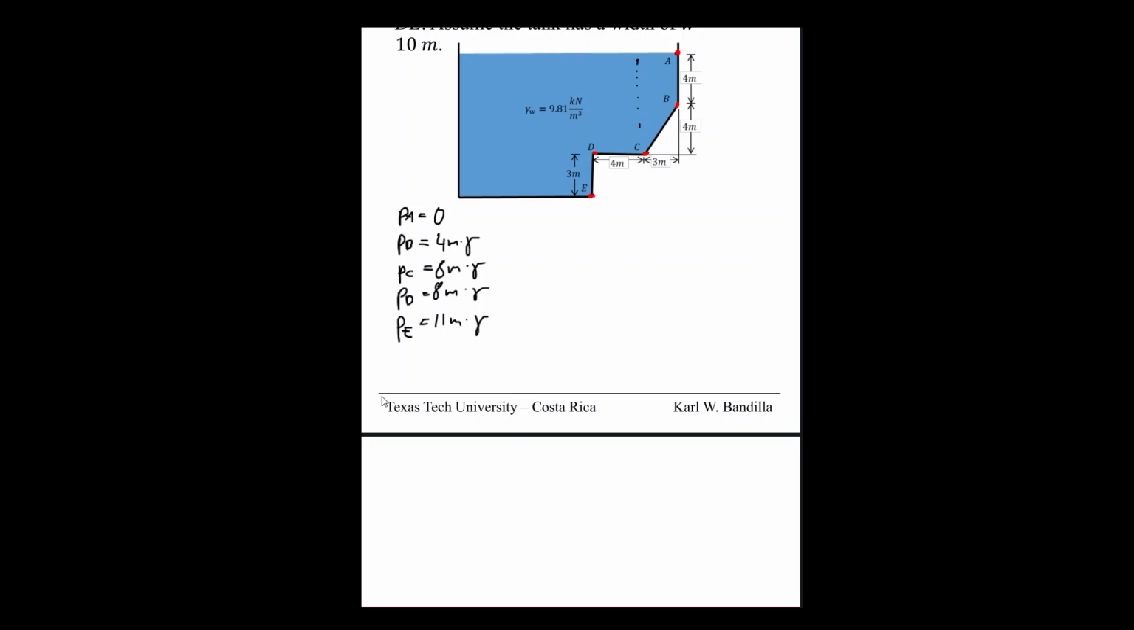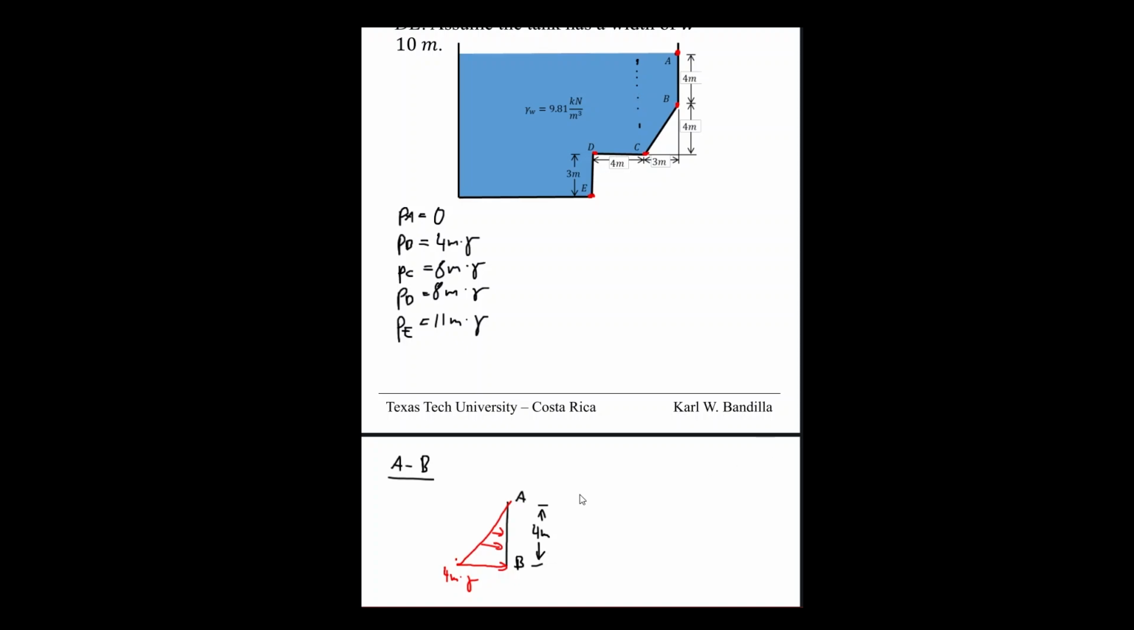All right, so if we look at AB, draw ourselves the segment. This would be A, this would be B. We already figured out that the pressure at A is 0, and the pressure down here was 4 meters times gamma. We know it's a linear change in between, so we get a triangle. We know that this height here is 4 meters.